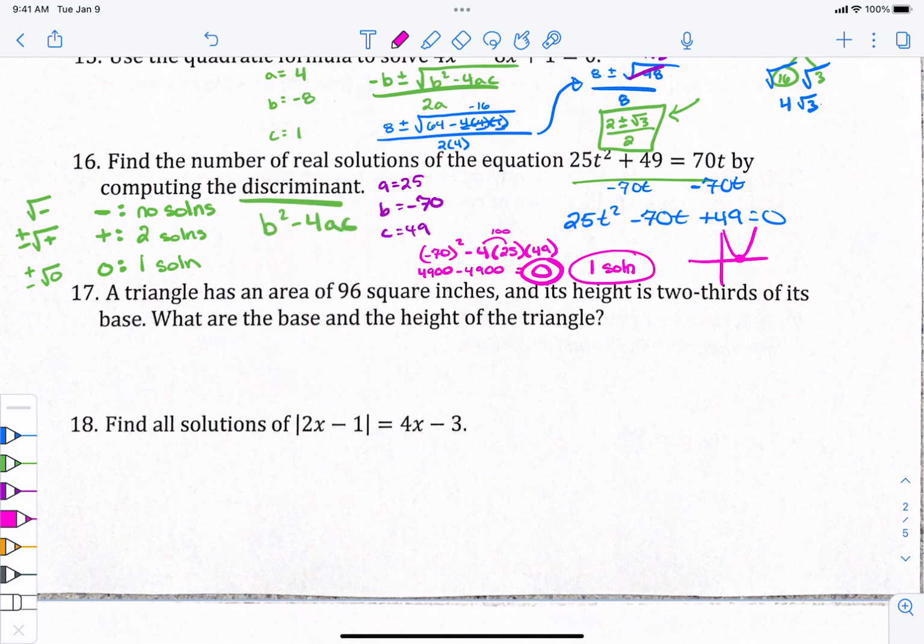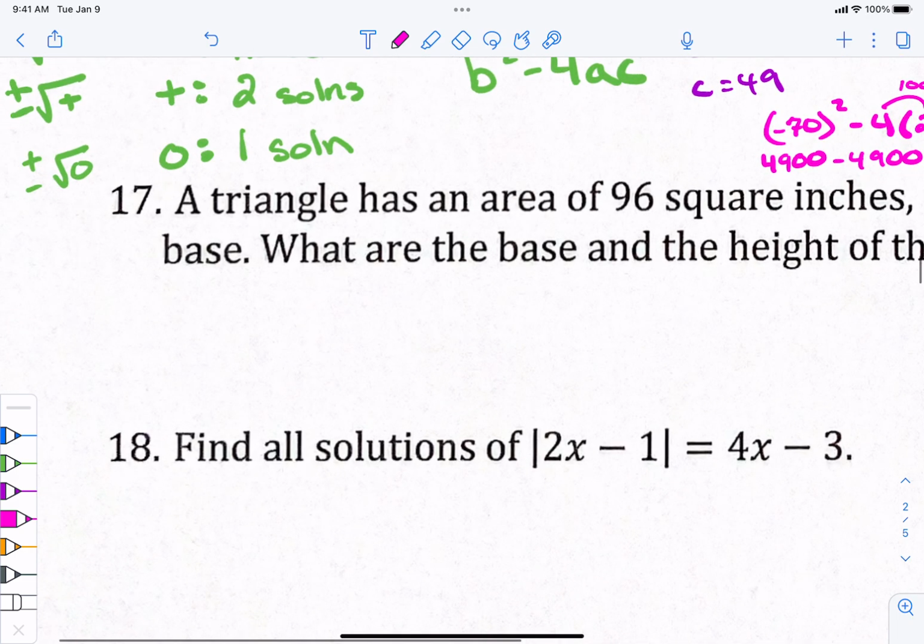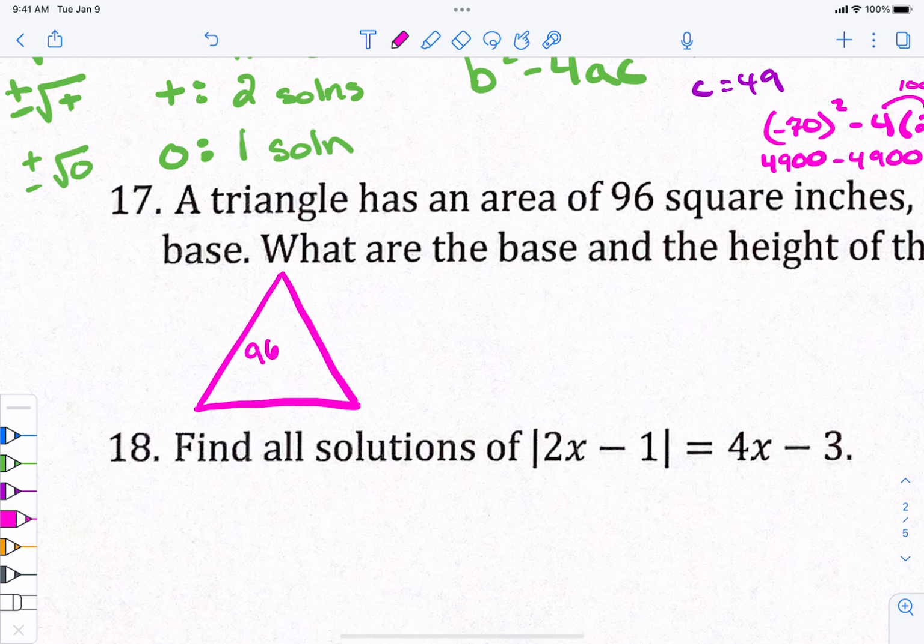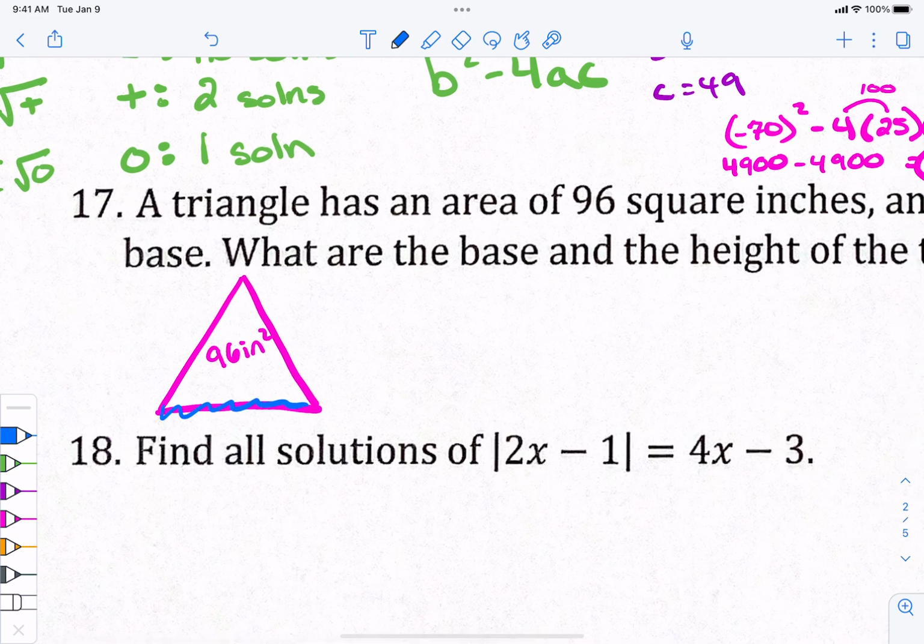All right, let's draw a picture. A triangle has an area of 96 square inches, and its height is 2/3 of its base. All right, here's my triangle. And the area is 96 square inches, okay? The height is 2/3 of its base. Okay, so this is going to be my base. I'm going to call it B. And the height is this guy right here. I'm going to call it H, okay?